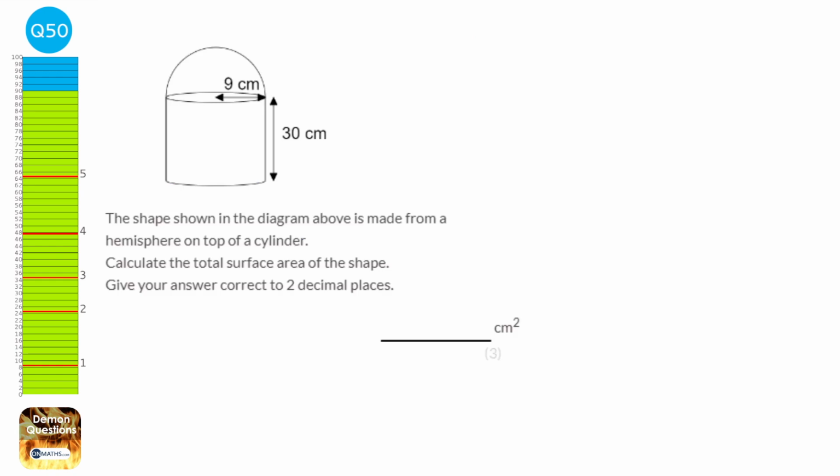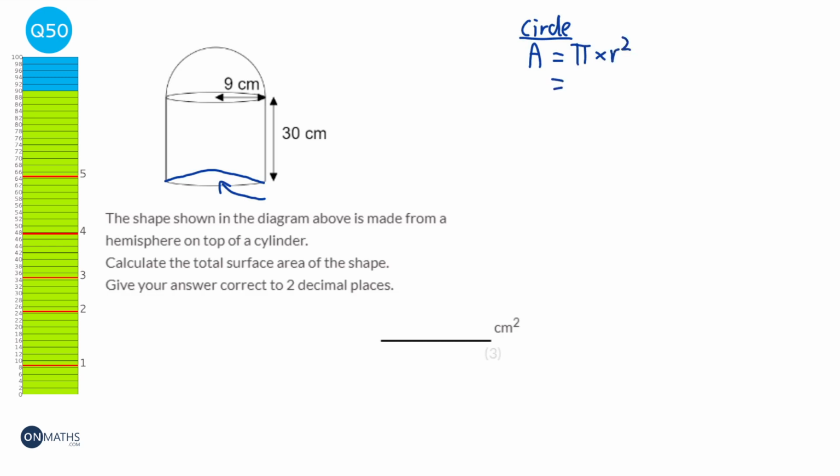We're going to start with the easiest bit first, this circle at the bottom here. The circle area is just going to be pi times r squared, and the radius is given to us at the top, which is 9, so it's pi times 9 squared, and that would be 254.469... Well, we could leave it as 81 pi.